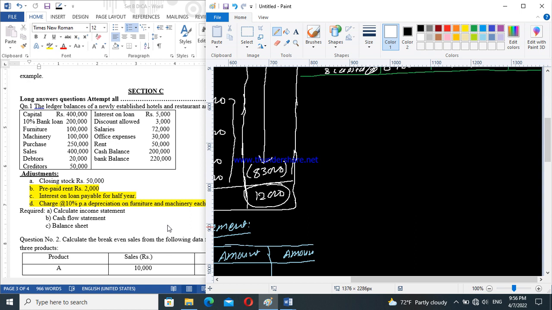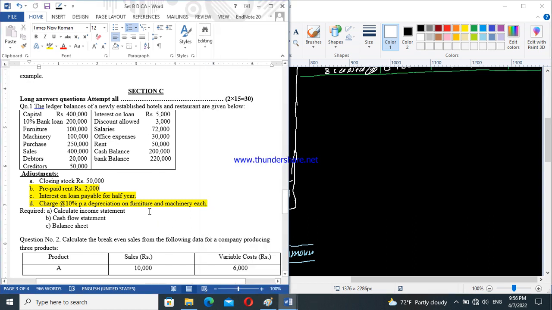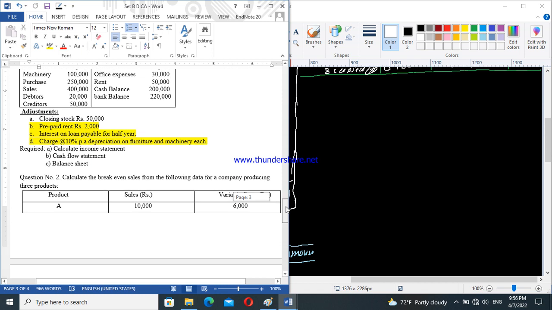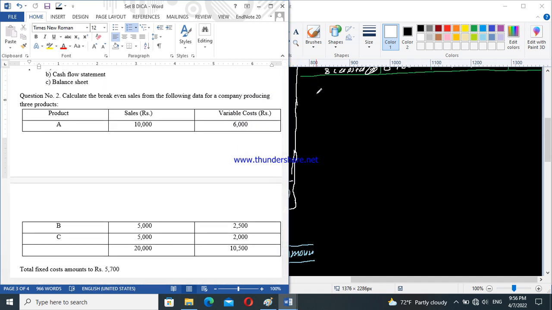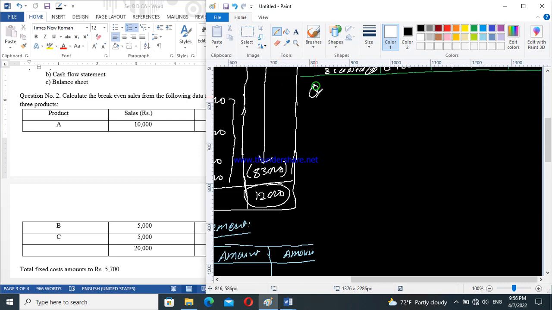Question number 2, calculate the break-even point. When the food service operation has multi-product sales, then we need to forecast the break-even analysis. From this given information, let's have a look. Firstly, the multi-product is calculated by 4 major steps. Firstly, you need to find out the sales mix ratio. Okay, question number 2.